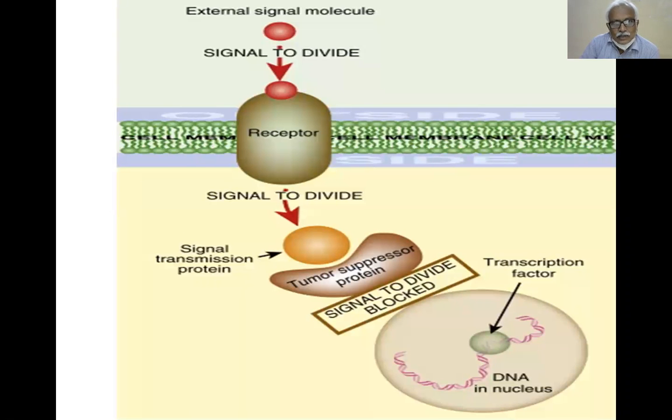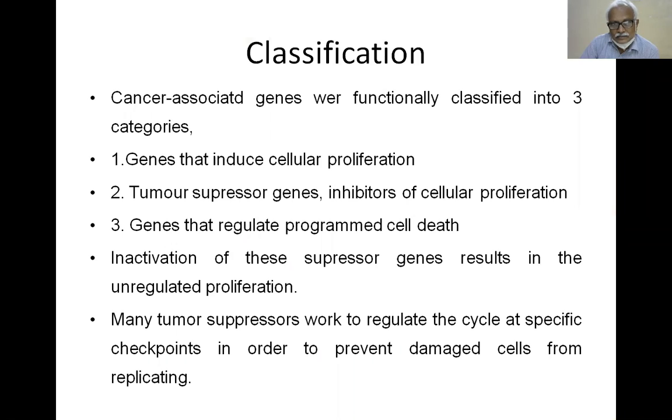So this is the pictorial representation. The external signal molecule will give a signal to the dividing receptor, and then the receptor will give a signal to divide, and then the signal transmission protein will receive it, and the tumor suppressor protein will carry it, and the signal will be conveyed to the cell, and transcription factors will be acting on the DNA. So this is the normal one, where if the external signal blocks the things, then nothing will be continuing.